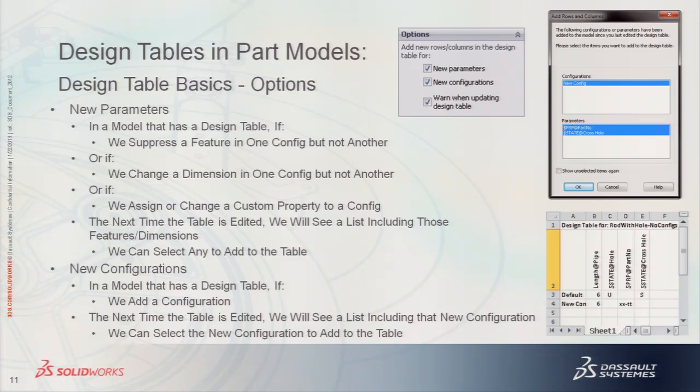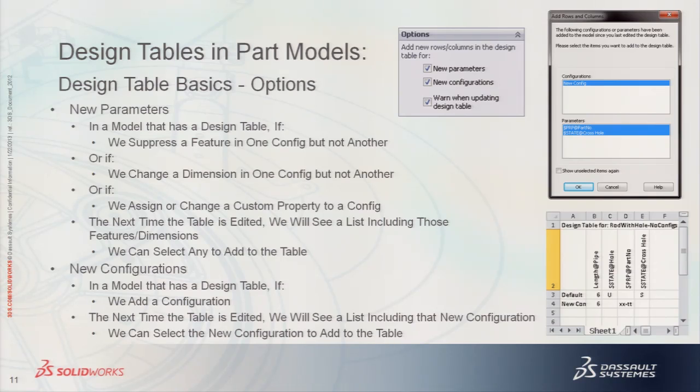All right, now new parameters is similar, but this is for dimensions, feature suppression, custom properties. So let's say you got a design table, you got a couple configs, and you got a dimension that's not in the design table, but you change it in 2 configs. So now you basically have a dimension which is configured differently, but it's not in the table. The next time you go into the table, if new parameters is checked, it will list the dimension right here under parameters, and if you select it and hit OK, it'll throw it in there for you.